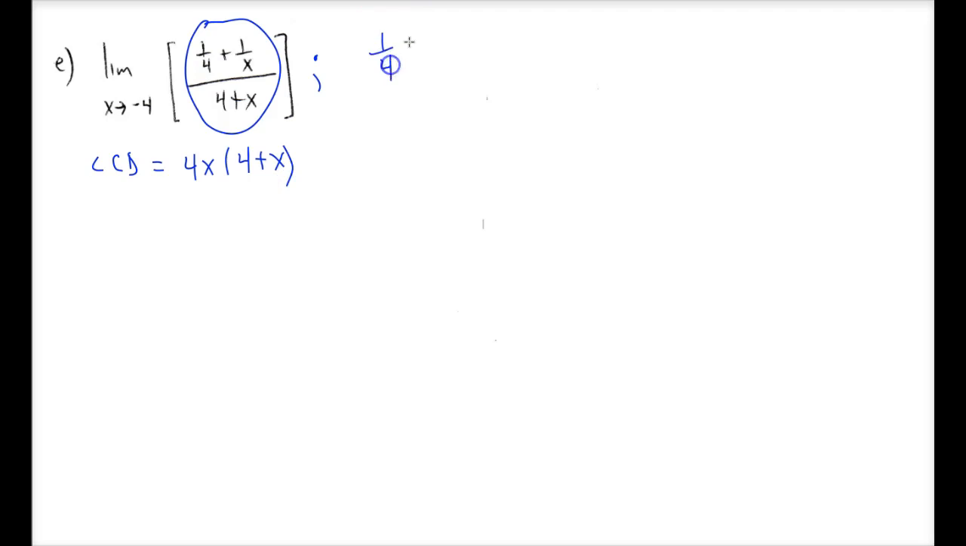So when I come here and do 1/4 plus 1 over (4 plus x), we're going to multiply numerator and denominator by all of this. And what this will do is help us get rid of the fractions here relatively quickly.